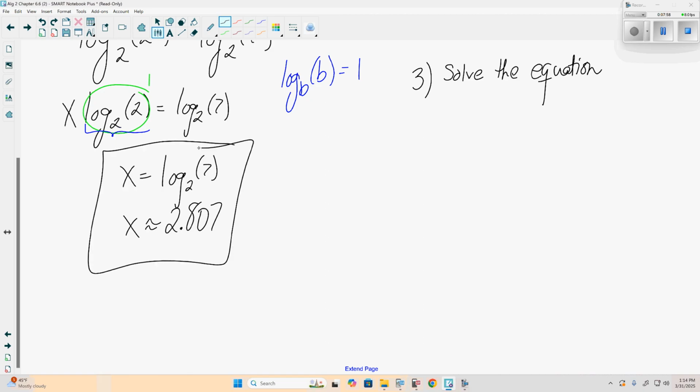And that's it. On the test and on the homework, if you want to give me both, I will take both. But at least I do want that x is equal to log base 2 of 7. We have one more after this, chapter 6 and 5, next week. Questions on how we solve this? You ready for the next one?